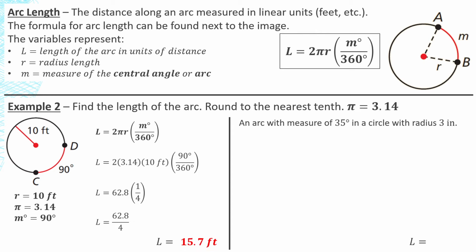So we get that the arc, if we were to take the arc and stretch it out flat like a string, it'd be 15.7. And that's essentially what circumference is. If you take a circle and you flatten it out, you stretch it out so that it's a straight line, that's where your circumference comes from.